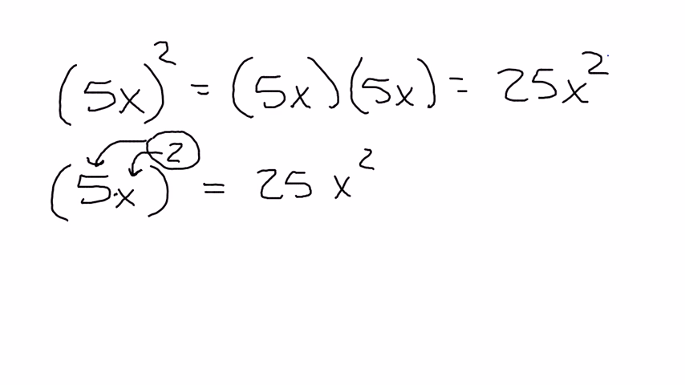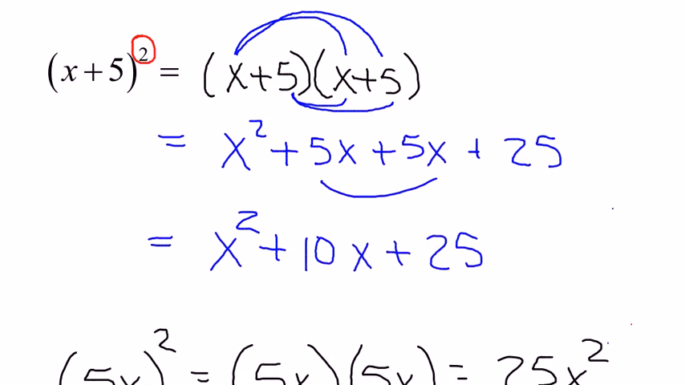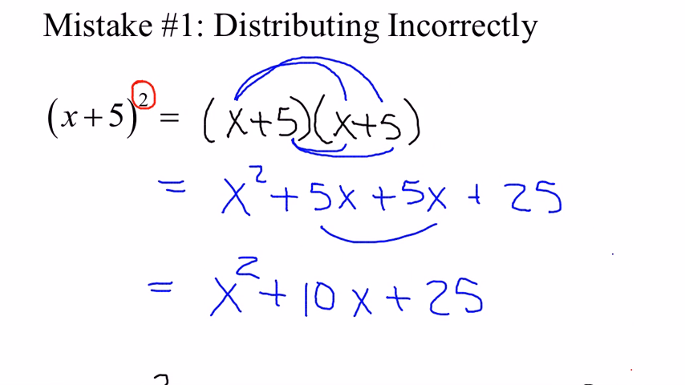So make sure that if you're going to distribute a power, then you actually have a multiplication symbol in there. Otherwise, you're going to have to use the distributive property using that mnemonic device of foiling: the first, the outer, the inner, and then the last.